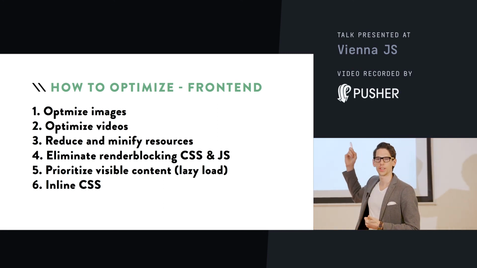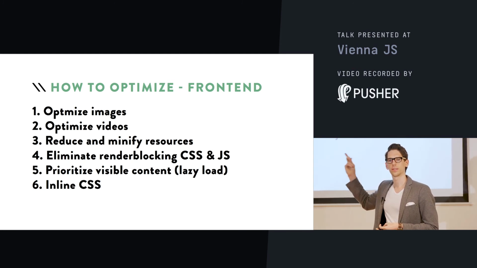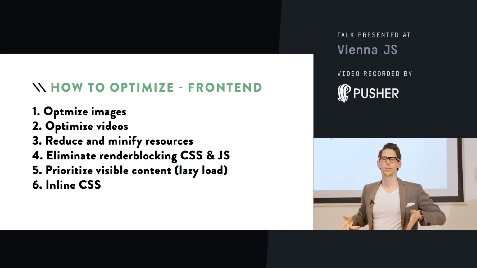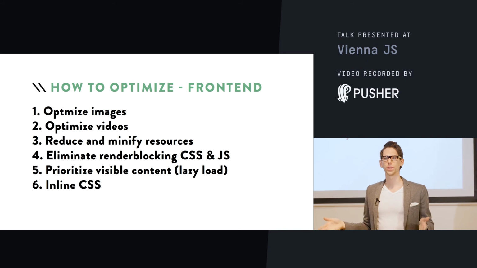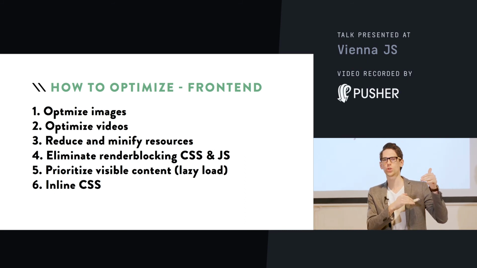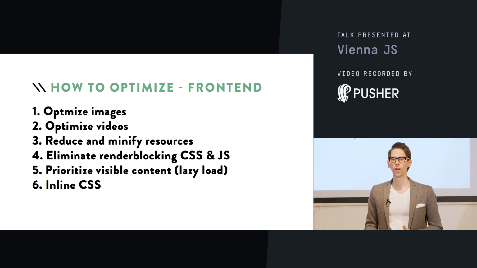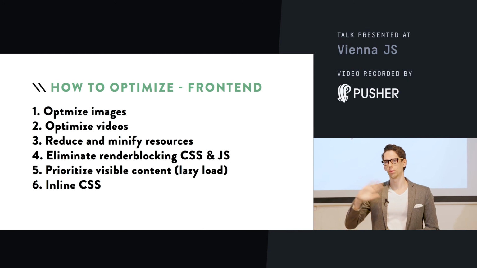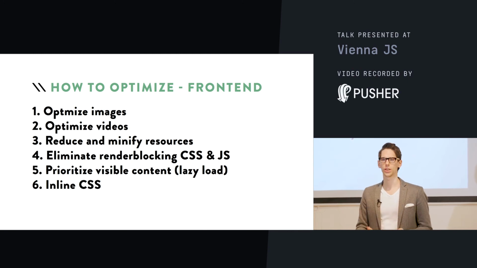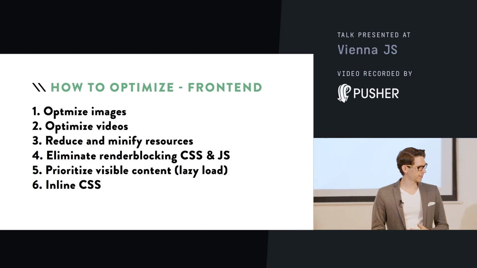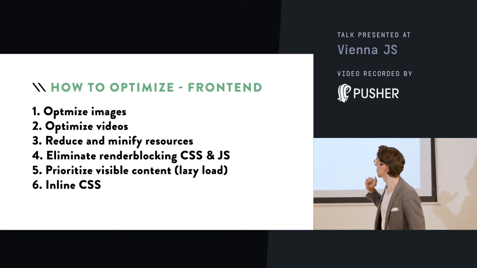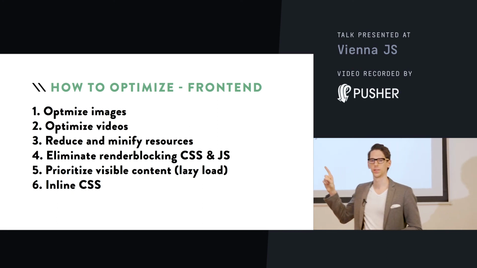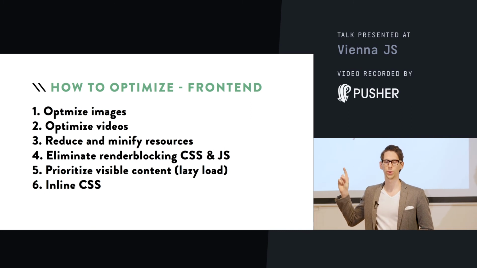Yeah, you should prioritize visible content. That means if you have a list of, I don't know, 100 entries, only the first ones should load the real images, and then use lazy loading or use some just 100 kilobyte images and blur them so your page loads faster. And inline CSS is something which is very, very effective, and it means extra effort for you.